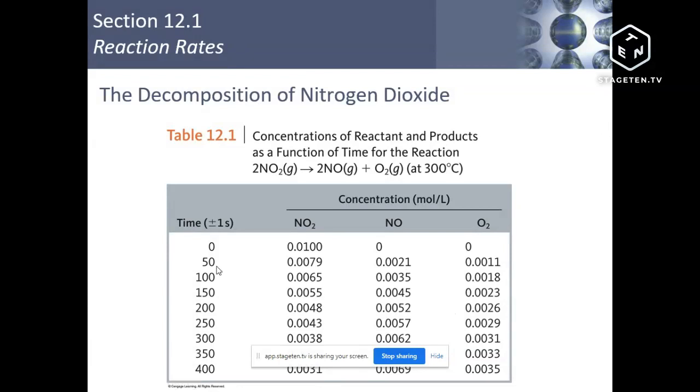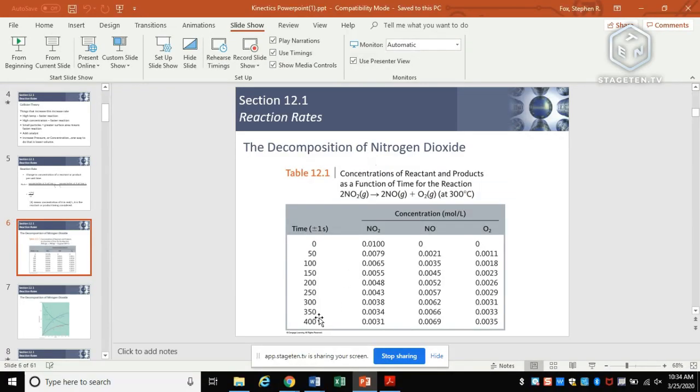If I measured the rate during this period of time, it was 4.2 times 10 to the negative 5. But if I measured the rate during this next period of time, the rate is slower. Why does the rate slow down? Why does the rate of disappearance slow down over time? Why does the rate of appearance for the NO and the O2 slow down as well? Does anyone have an answer to that?